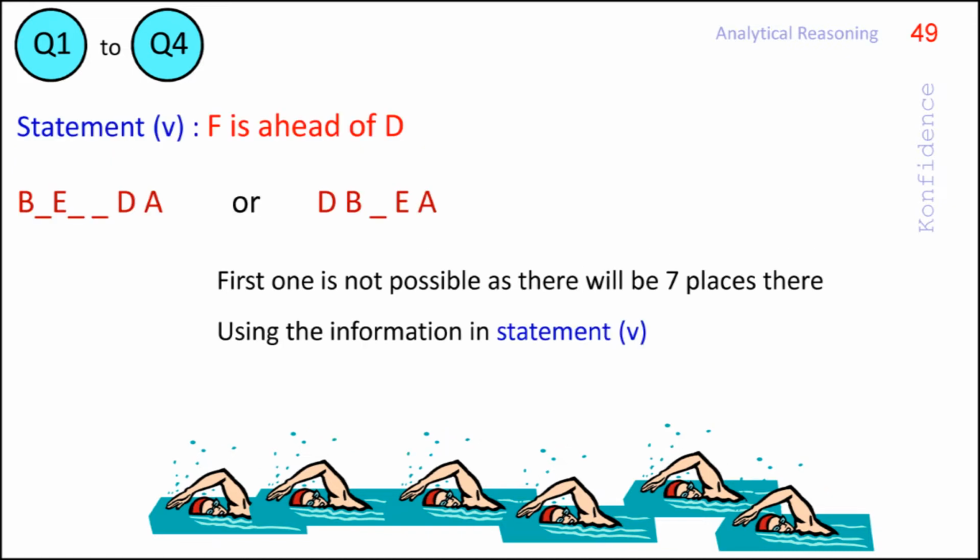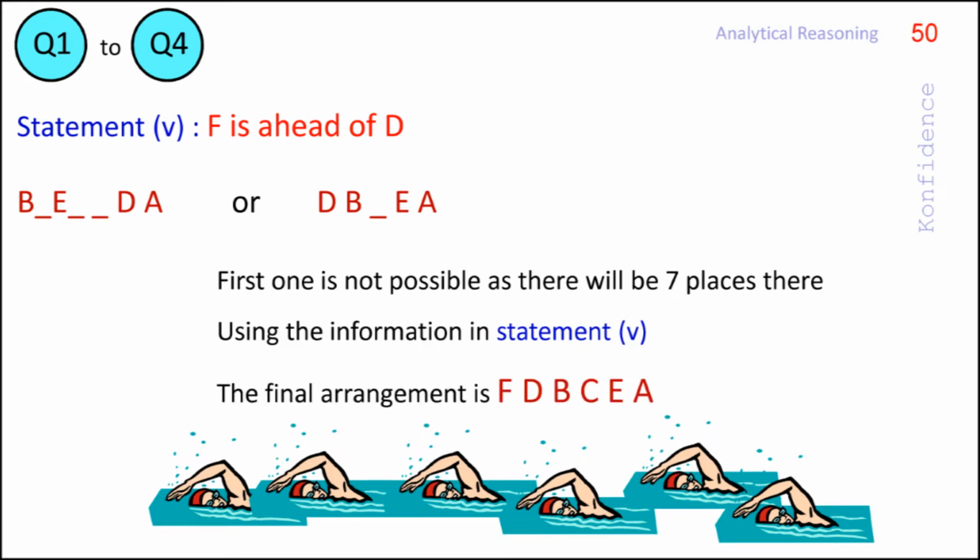Look carefully at statement 5. It says F is ahead of D. Putting that in the second arrangement, we get F D B dash E A. And we have only C left out. So the only possible arrangement is F D B C E A. Repeat, F D B C E A.